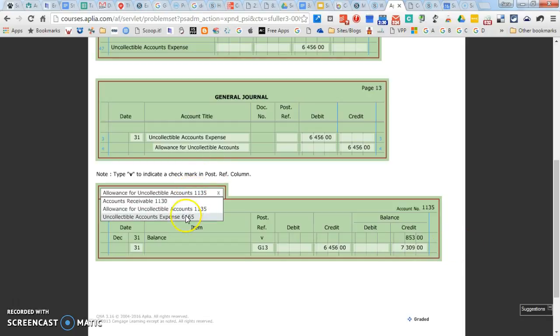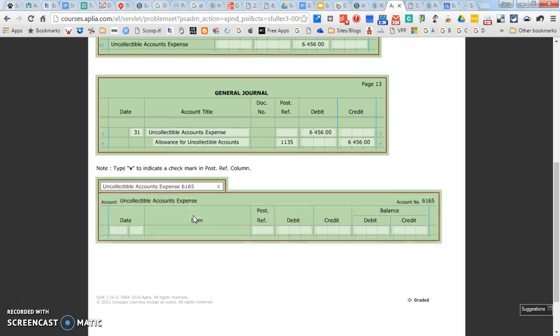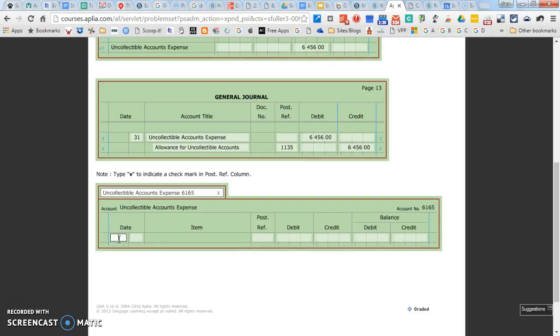Okay, and then we're going to want to go back up here and put that in our post reference. So allowance for uncollectible accounts, $1,135. Remember, I got that number from here. Okay, then I'm going to change it. And our date is December 31st. This is our first entry. We have to actually type that in.